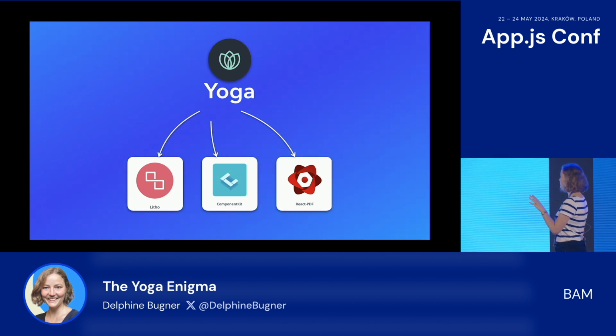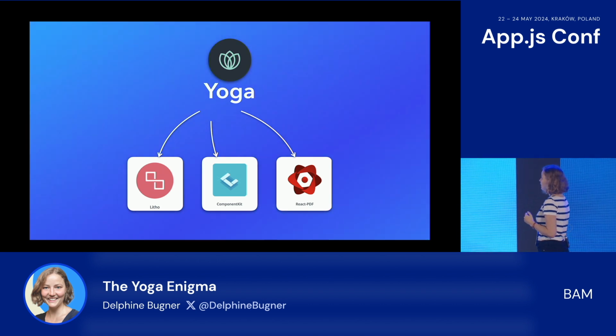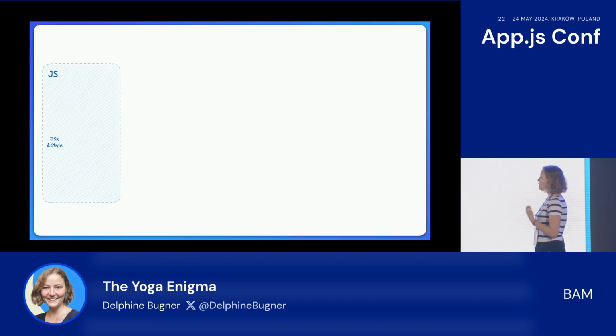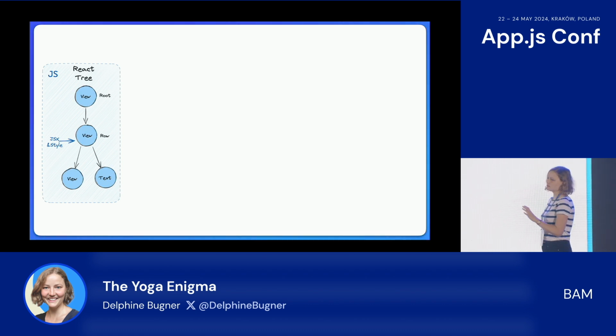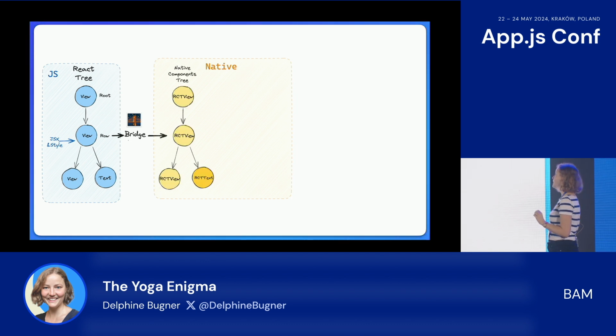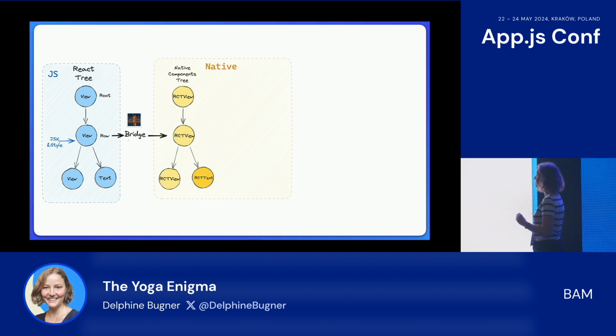What's the workflow? As I said earlier, everything starts with simple JSX and style rules. From there, React creates a tree of elements in JavaScript. Then, in the old architecture, the bridge is used to communicate with the native side and create exactly the same tree, but with native components in Java and Objective-C.